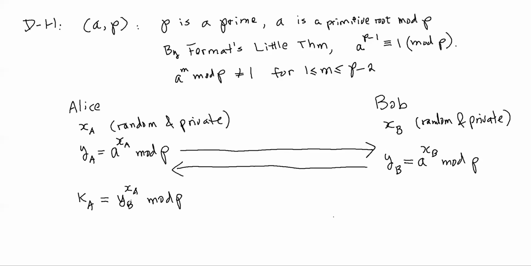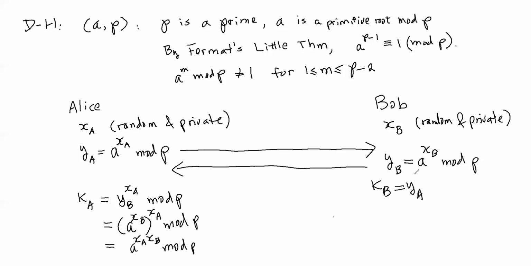So then Alice computes YB to the XA mod P. We know that this is equal to A to the XB XA mod P, which is equal to A to the XA XB mod P. Likewise, Bob computes KB, which is YA to the XB mod P, and this is equal to A to the XA XB mod P.